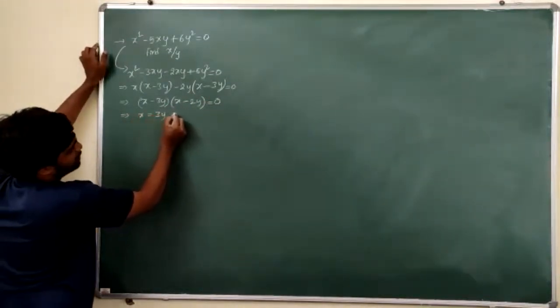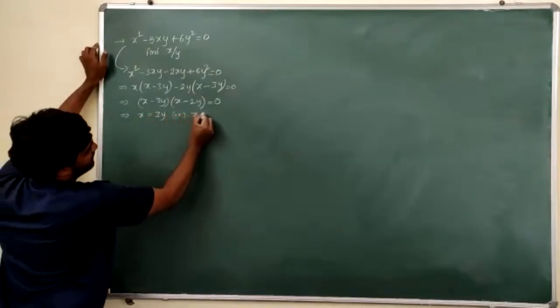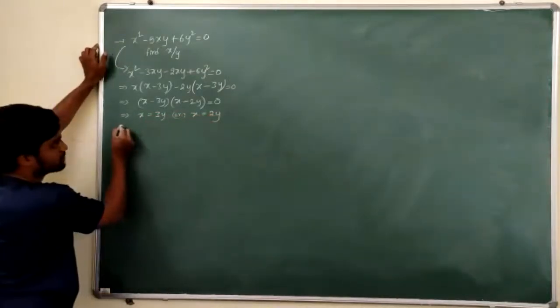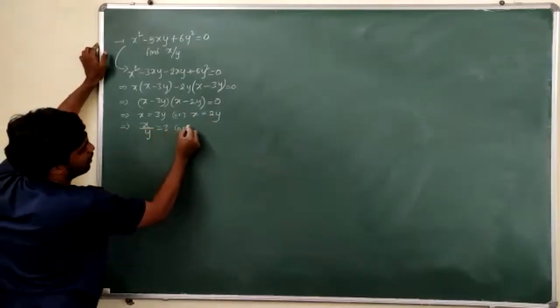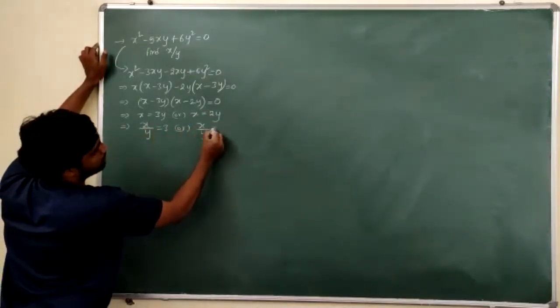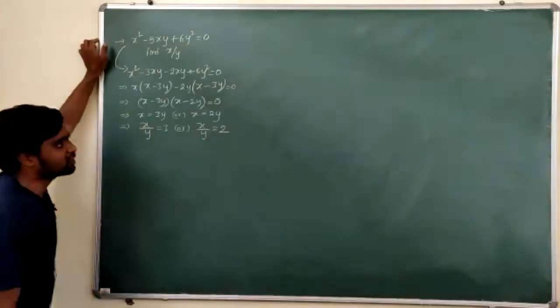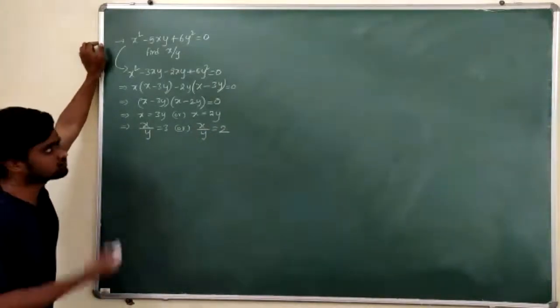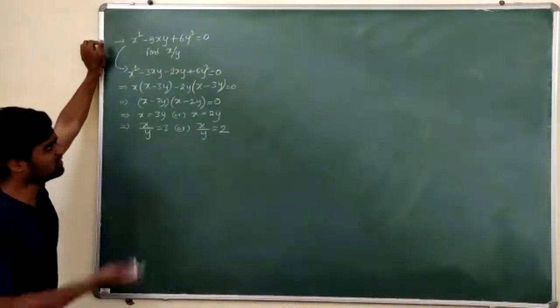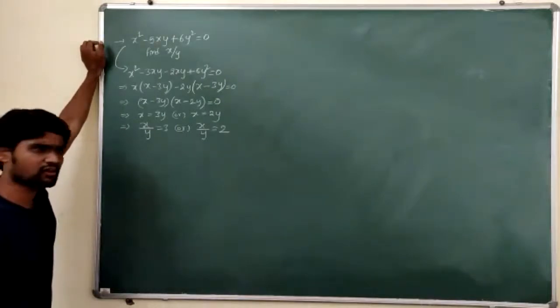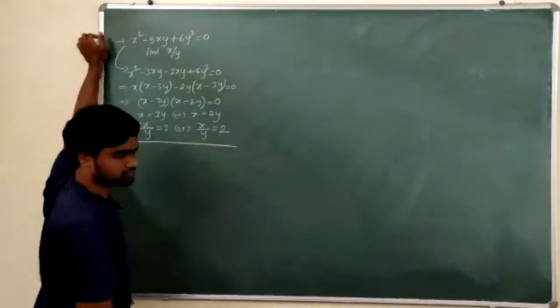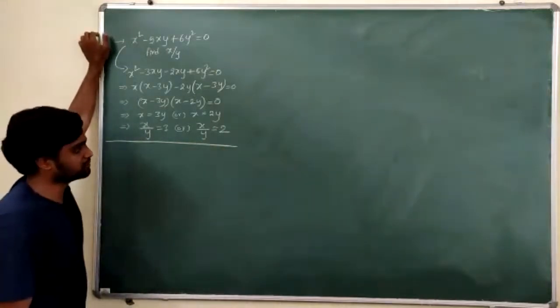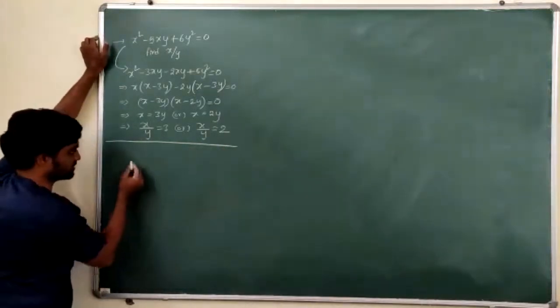So x is equal to 3y or x is equal to 2y, which means x by y is equal to 3 or x by y is equal to 2. That is how you find the value of x. See, it is similar to solving a quadratic, right? It is a quadratic, but I've included another variable. That is the only difference I have made. Okay. Next.